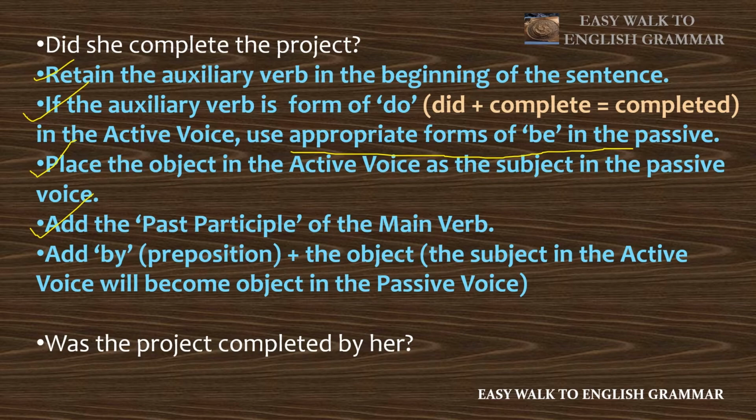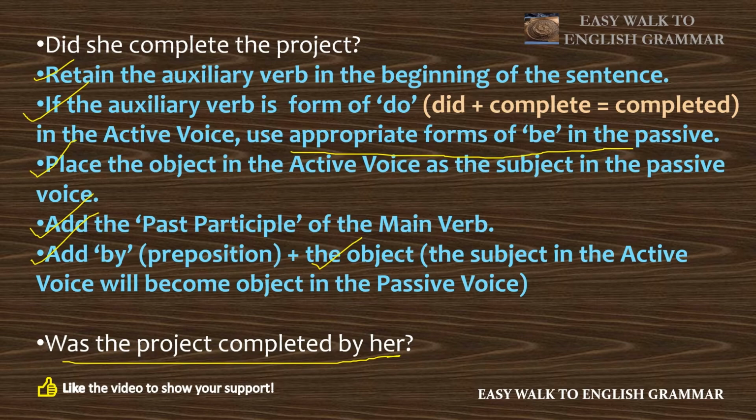and then the preposition by and finally the object. Remember that the subject in the active voice will become the object in the passive voice, and here we get the passive voice: Was the project completed by her? Same is the case with yes or no questions beginning with forms of have or modal auxiliaries.